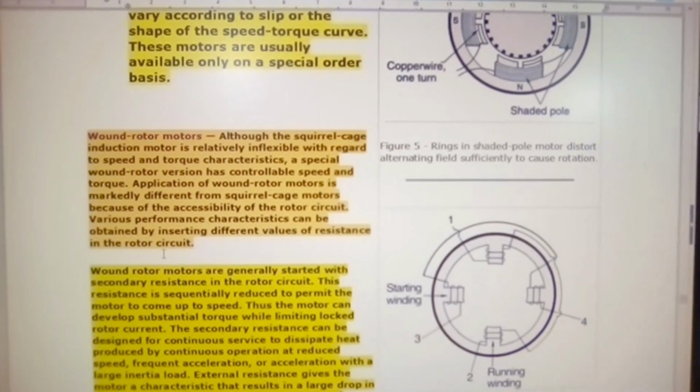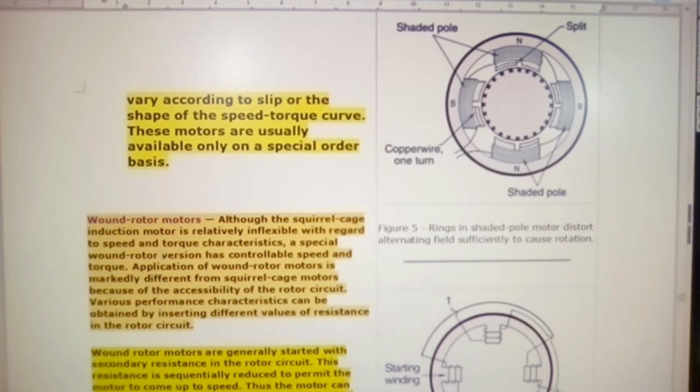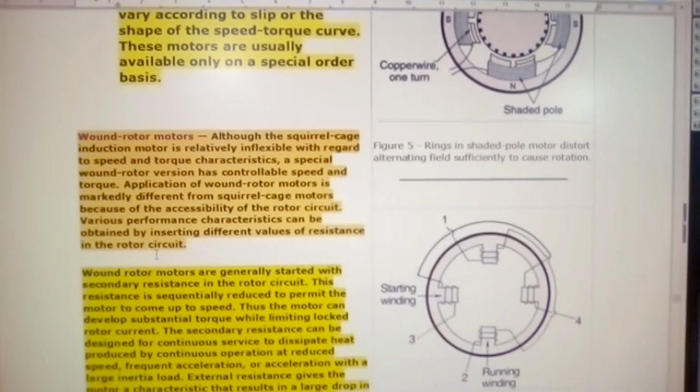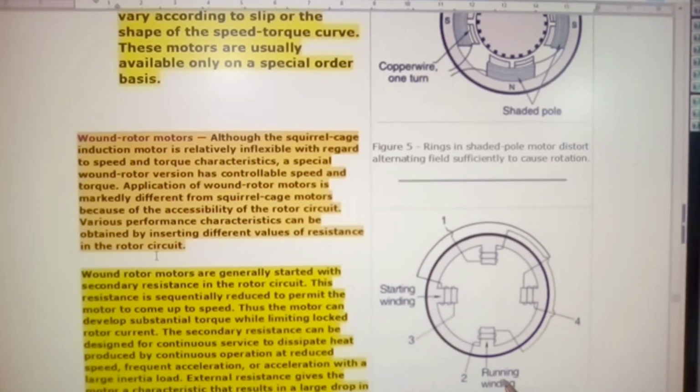Wound rotor motors, and here you have vary according to slip or the shape of the speed torque. Here you have start windings, running windings, etc. Four pole, so there are two pairs of poles basically here.